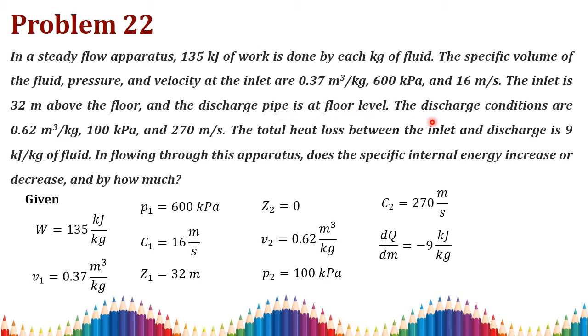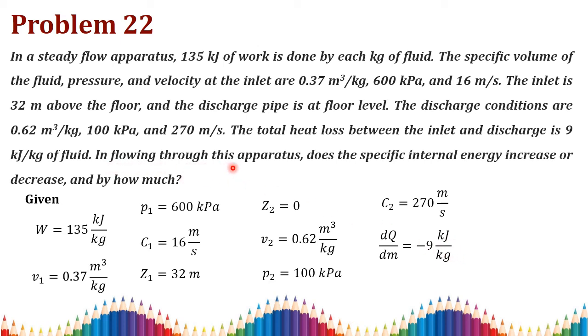Then the discharge conditions are: the specific volume at the exit is 0.62 meter cube per kg, and P2 is 100 kilopascal and C2 is 270 meter per second. The total heat loss between the inlet and the discharge is 9 kilojoule per kilogram of fluid. So here they have said that heat is lost to the surroundings. So dq by dm is minus 9 kilojoule per kilogram.